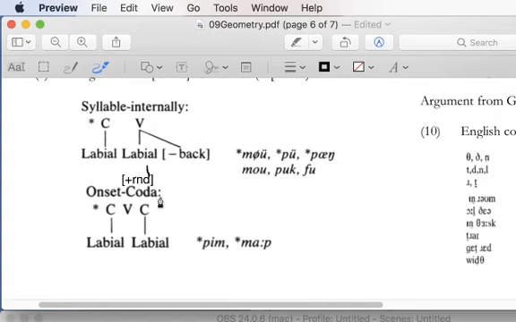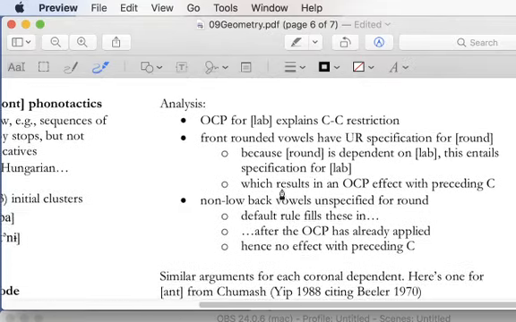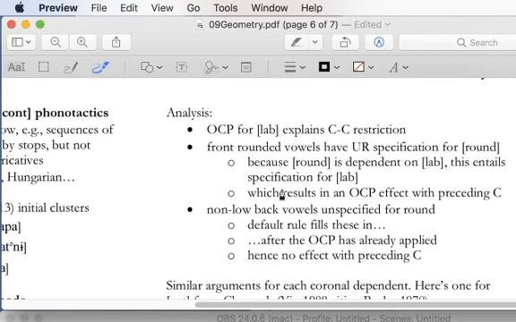And this is not phonologically contrastive. It can be filled in as kind of phonetic detail. For the front vowels, you can't do that because roundness is contrastive there. They have to be specified for round. Because they're specified for round, they have to be specified for labial because of feature geometry, and that makes an OCP violation.